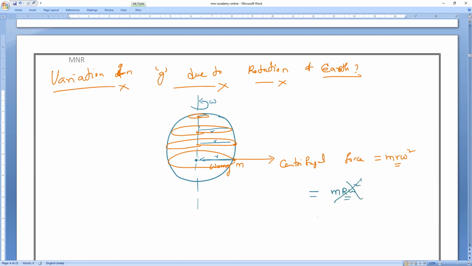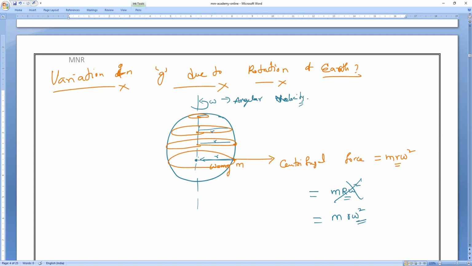So is it the correct or the wrong one? Always you should write m r omega square, with small r. What do you mean by omega, everybody? Angular velocity, not angular momentum. Understand?